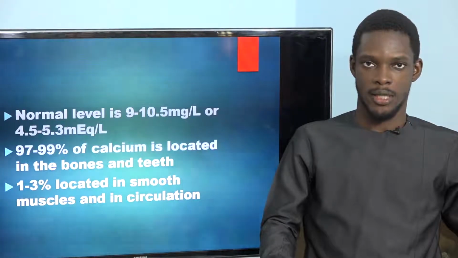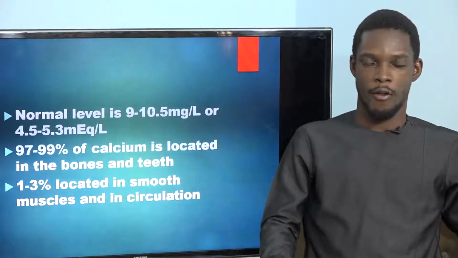The normal calcium level in the blood is 9 to 10.5 or 11 milligrams per deciliter, or 4.5 to 5.3 milliequivalents per liter. To remember this, I usually use the abbreviation CA911.